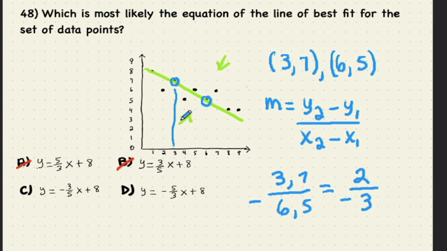And remember, the question asks which is most likely, so it's not going to be exact. Okay, and so that is answer choice C. The reason why is because this is a proper fraction, and this is a proper fraction. Okay, and so answer choice D is out. All right, and we'll go over number 49.